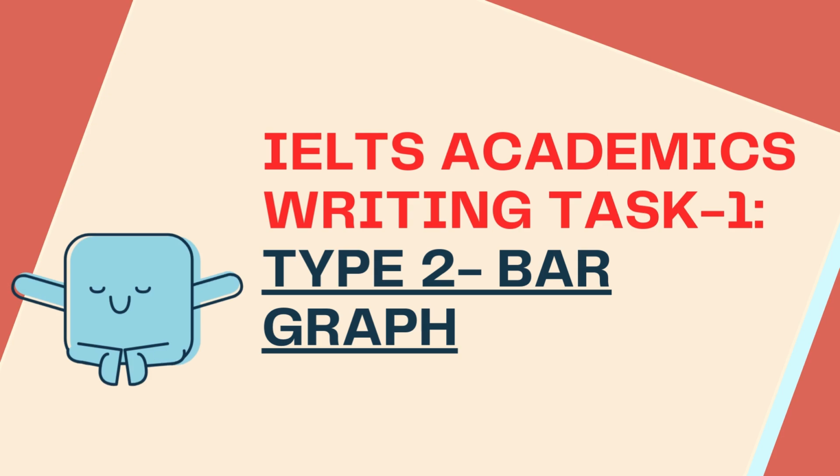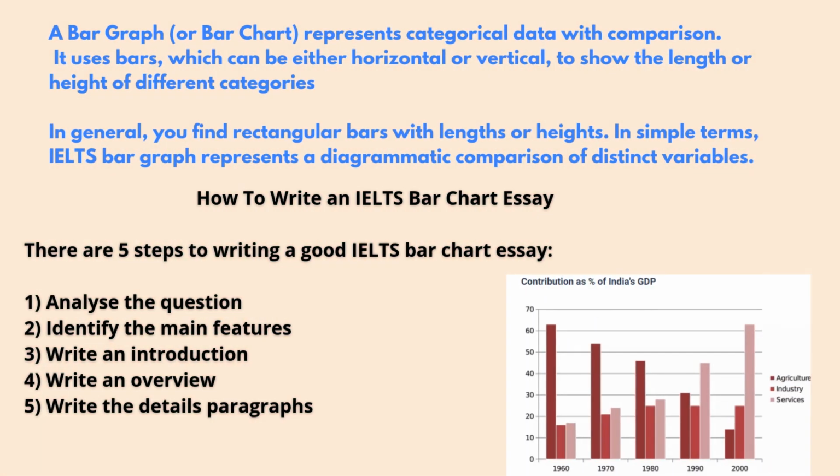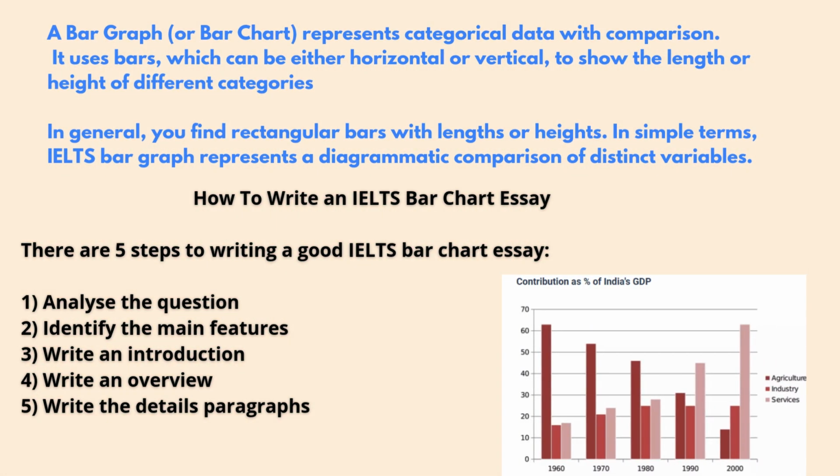A bar chart in IELTS Writing Task 1 is a visual representation of categorical data, where bars, either horizontal or vertical, are used to compare different categories or variables. Each bar's length or height represents the value of that category, making it easy to spot trends or differences. To write an effective essay, start by analyzing the chart and identifying the key features, such as the highest or lowest values and any noticeable patterns.